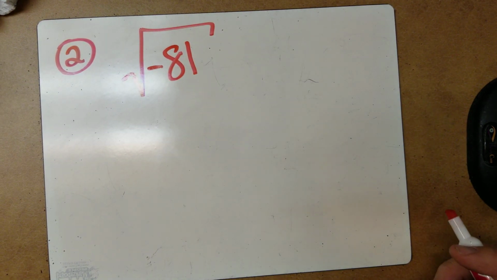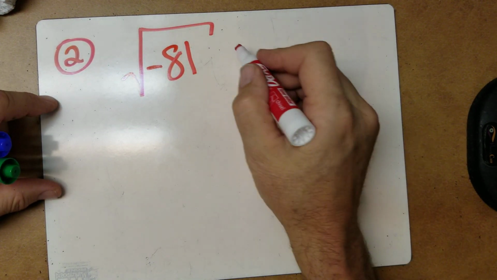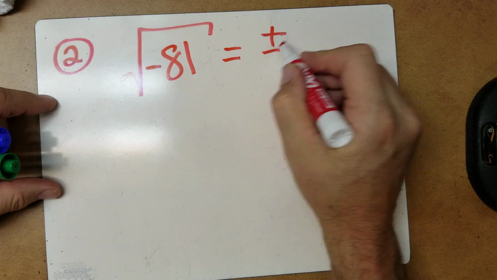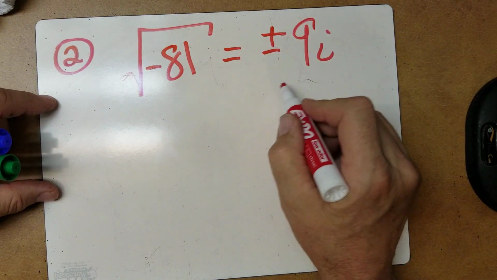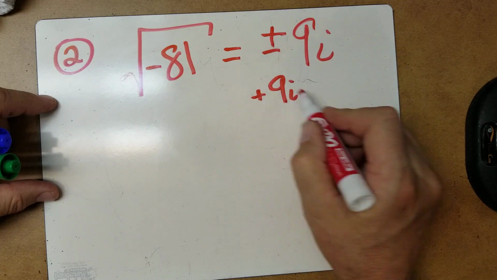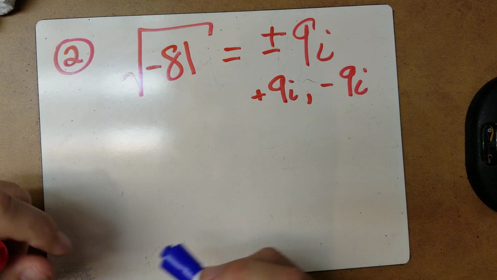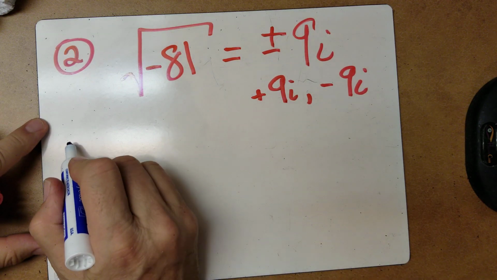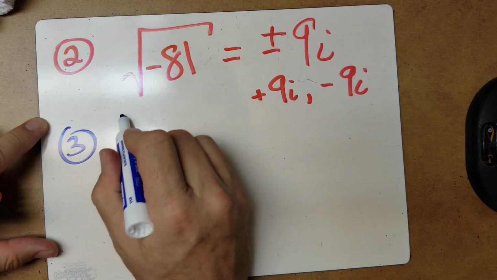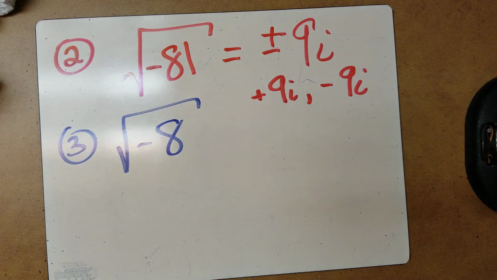What's the square root of negative 81? In the past, you couldn't do it. Now you can. Simply plus or minus 9i. And don't forget, that does mean positive 9i and negative 9i. But what if we get into something that's just a little bit more complicated? Like, how about number 3, the square root of negative 8?